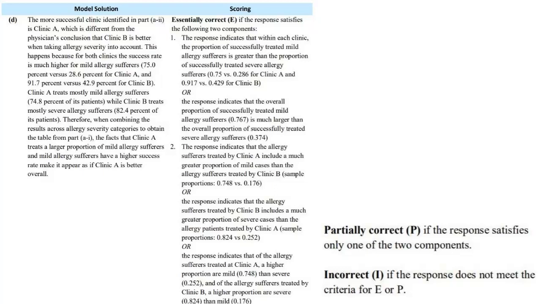Before we look at these components here, let's go look at some student samples and we'll look at how those are scored, and then we can come back and look at the criteria.